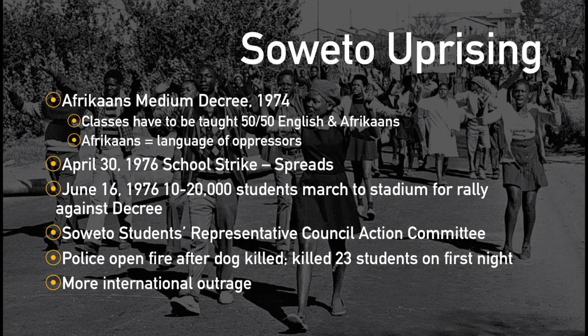Students sang and waved placards. The police set their trained dogs on the protesters, who responded by killing the dog. The police then began to shoot directly at the children. The police attacks killed 23 people on the first day in Soweto.